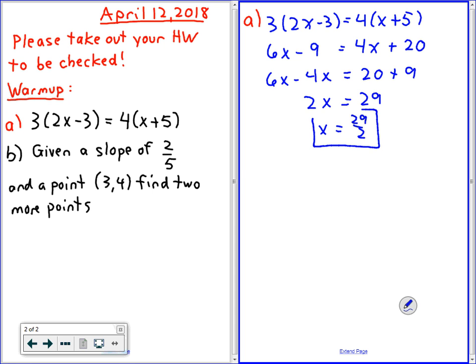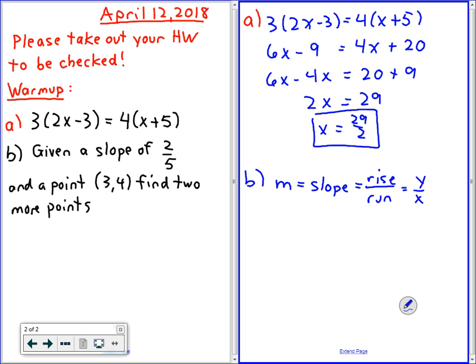Okay, for my next part here, for letter B. Here we go. So it says, given a slope of 2 over 5 and point (3, 4), find 2 more points. For those people that weren't here yesterday, what does slope equal again from English? Oh, you go y over x. Good. Or rise over run. So m equals slope equals rise over run, which equals y over x.